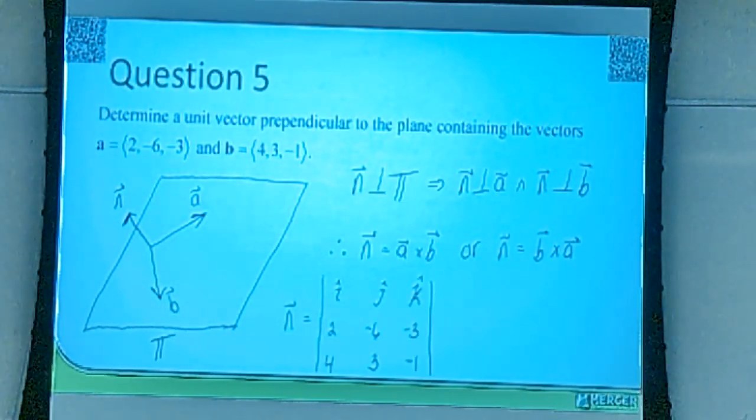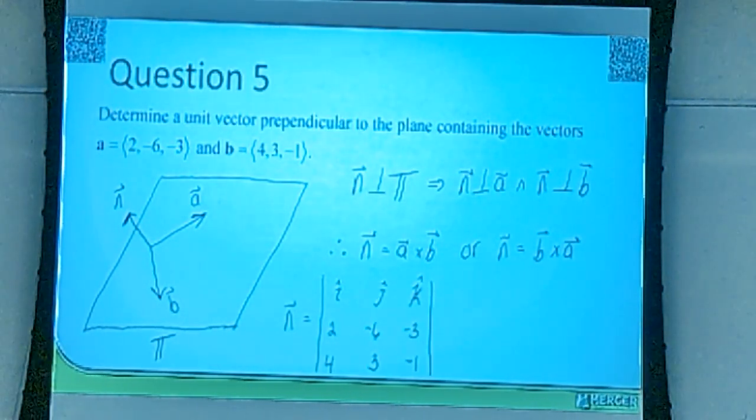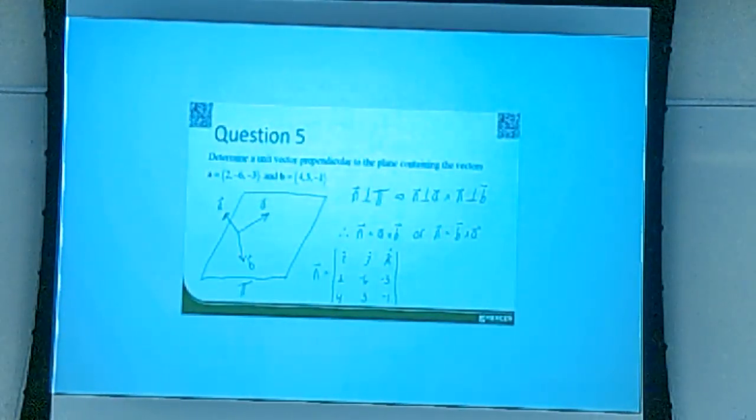So we want that determinant. Oh dear, that's not good. Make sure to keep it like that. Thank you. Go away, go behind it.